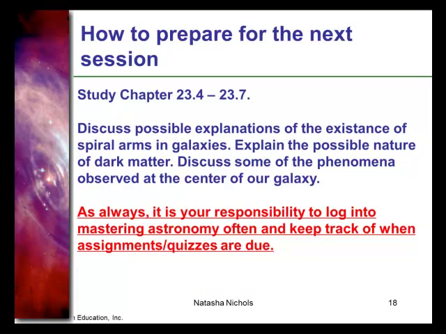Please study chapter 23.4 through 23.7 and be able to discuss possible explanations of the existence of spiral arms in galaxies, explain the possible nature of dark matter, and some of the phenomena observed at the center of our galaxy.